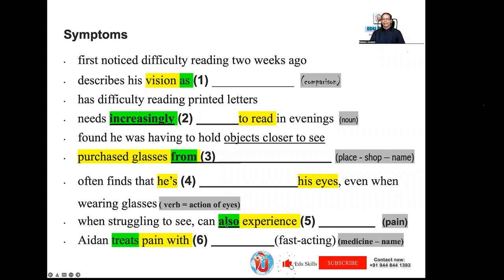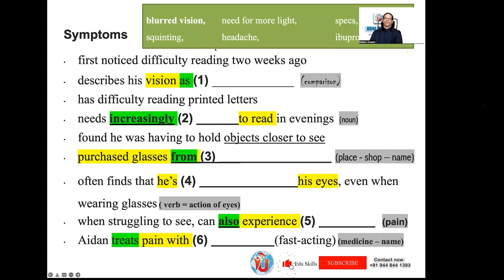When struggling to see, can also experience dash. So also experience some, usually what you experience when you are sick, some pain possibly, right? Aiden treats pain with treatment always with some pill or medicine, something like that. So, you know, a medicine name will be there. That's what I said, what you have to listen for. You have to listen for names, you have to listen for feelings, emotions, or you have to listen for synonyms, paraphrasing, all those things. So you see, blurred vision, need for more light, specs, squinting, headache, ibuprofen.